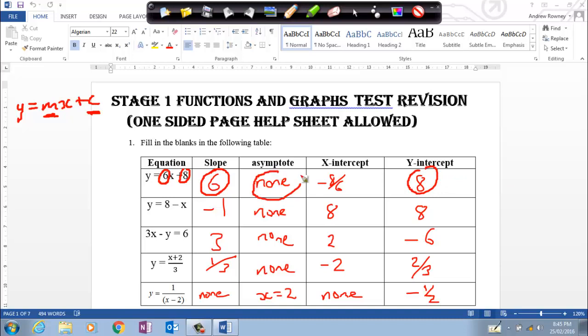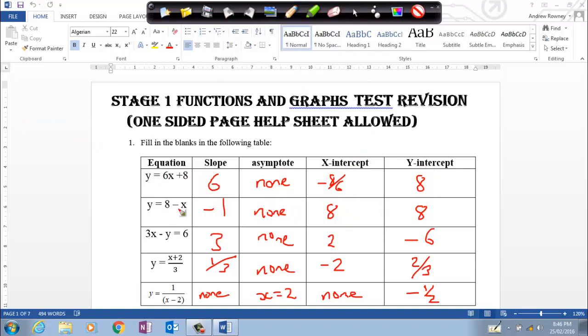It doesn't have any asymptote, because there is no place where you could have 0 on the denominator, since there is no denominator, so there is no asymptote. Now the x-intercept is when y equals 0. If you put y equals 0 into that equation, you'll get 0 equals 6x plus 8. If you take 8 over the other side, you get minus 8 equals 6x. Now the opposite of times 6 is divide by 6, so x equals minus 8 on 6. And that's what we're getting here as the x-intercept.